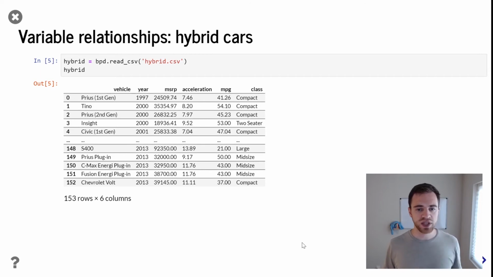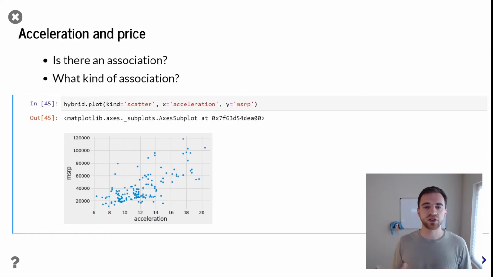So what I want to do here is take a look at several pairs of variables and look at their relationships. So for instance, acceleration and price. How are these two things related? Is there an association between these two variables? As acceleration increases, does price increase, and so forth? So we've plotted here a scatter plot, which is pretty much one of the main tools that we use to detect associations, scatter plots. And here's what we see.